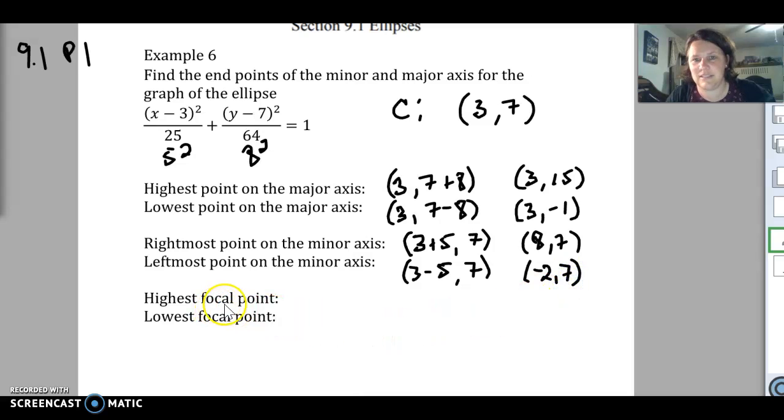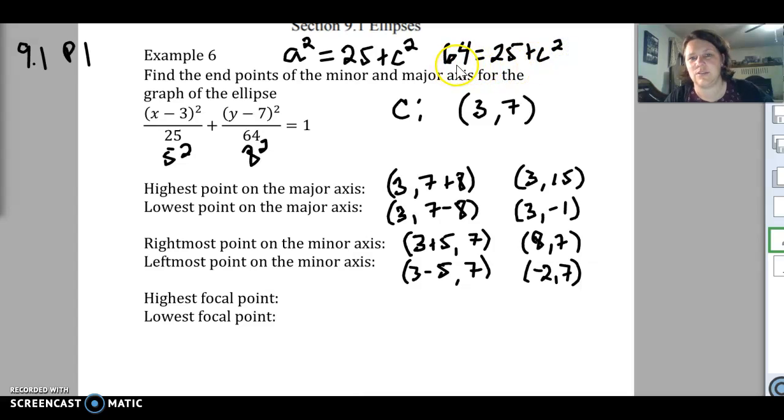Okay, now we need to know what c is. To find our focal points, we need to know c. So remember we said we need to take our biggest number, which in this case is 64, and so a squared, which in this case 64, is equal to the sum of the other two. So 25 plus c squared. So let's put in a squared: 64 is equal to 25 plus c squared, so c squared is going to equal 39, and then c is going to equal the square root of 39.